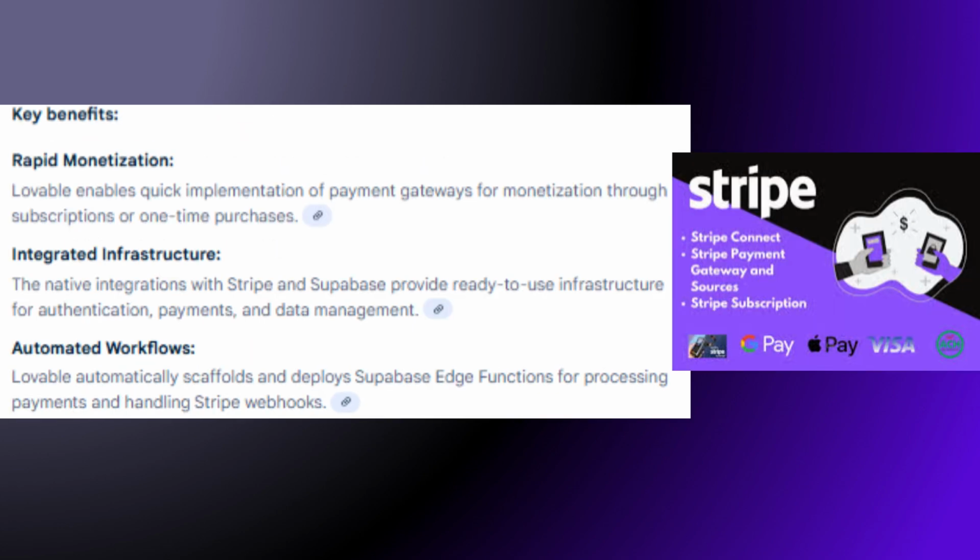Some key benefits: rapid monetization. Lovable enables quick implementation of payment gateways for monetization through subscriptions or one-time purchases. Integrated infrastructure. The native integrations with Stripe and Supabase provide near ready-to-use infrastructure for authentication, payments, and data management. Automated workflows. Lovable automatically scaffolds and deploys Supabase Edge functions for processing payments and handling Stripe webhooks.